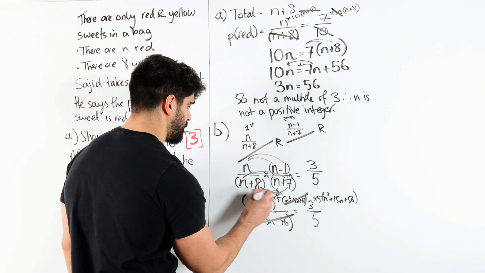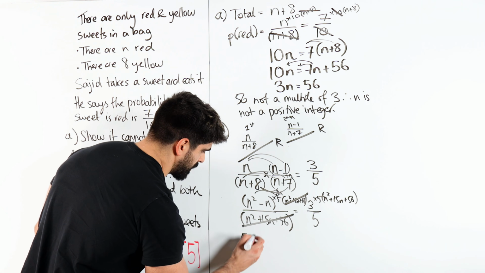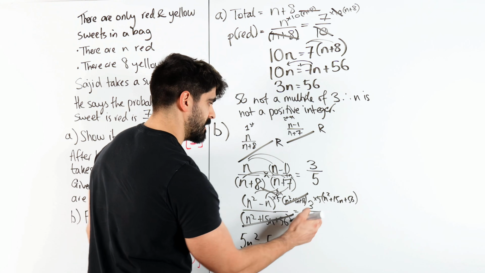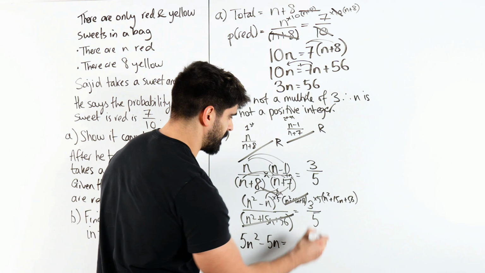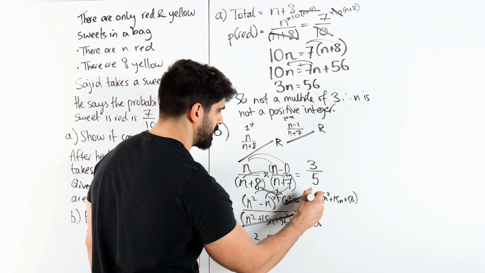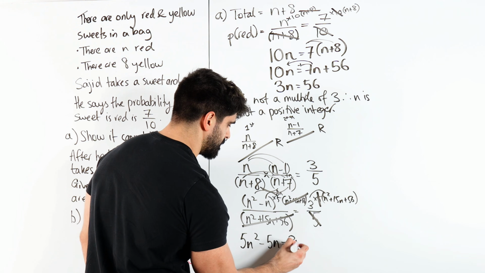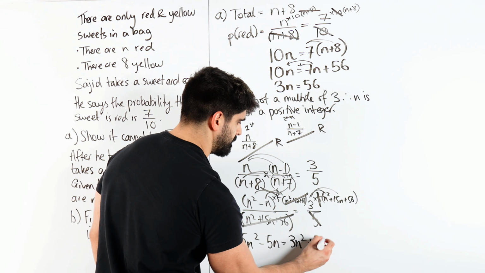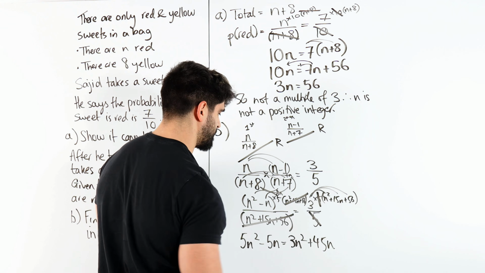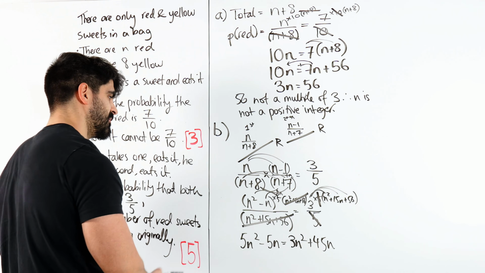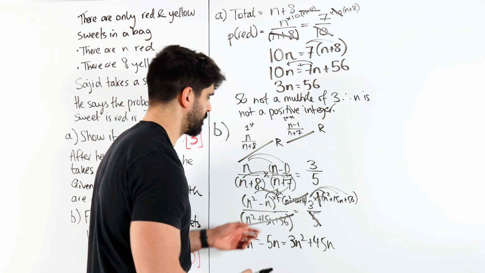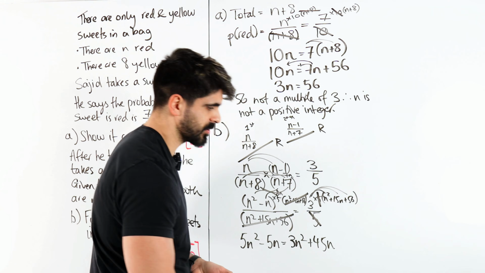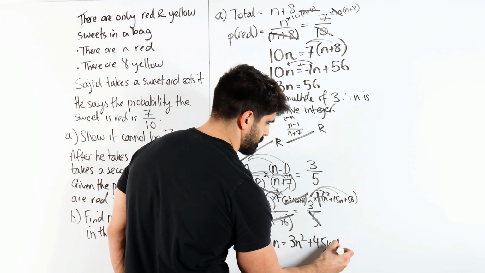So here we expand. We have 5 times n squared, which is 5n squared. Then we have 5 times minus n is minus 5n. Now here, the 5's cancel, right? We have 3n squared. We have 45n. And 3 times 56, which I don't want to have to do. It's not that bad, right? 5 times 50 is 150. 5 times 6 is 18, so you get 168.